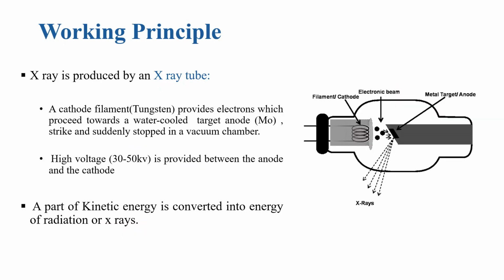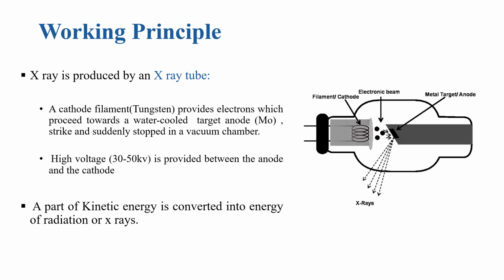We all know that for this process, X-rays are required. The X-rays are produced with the help of an X-ray tube. The main component in an X-ray tube is a source of electrons that is made of tungsten. This tungsten, when heated, releases electrons. These electrons proceed towards a water-cooled target anode. So two things are required here: one, a cathode filament that will provide a source of electrons, and a target to hit the electrons.